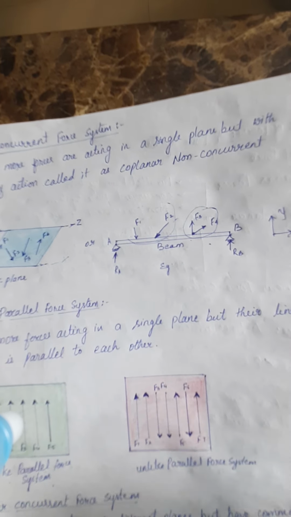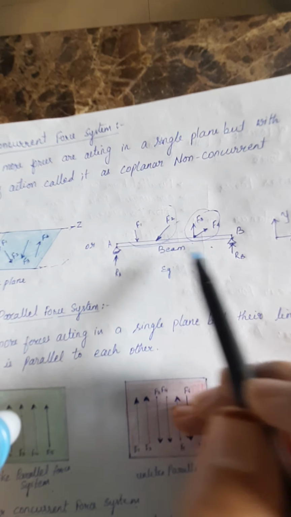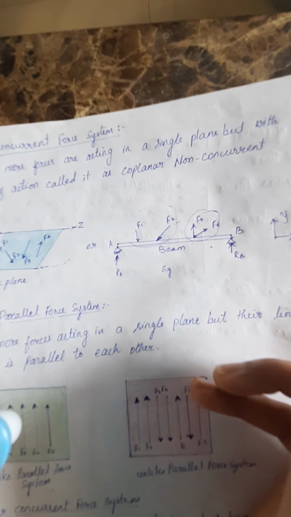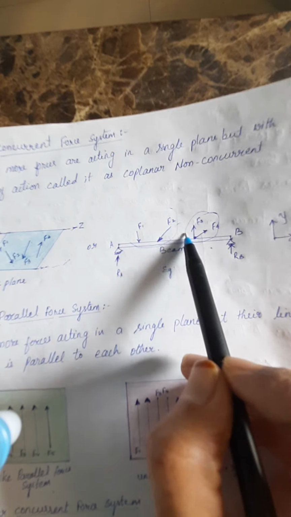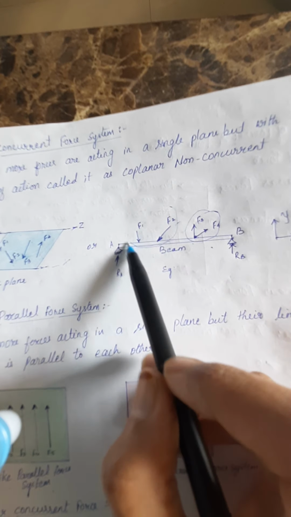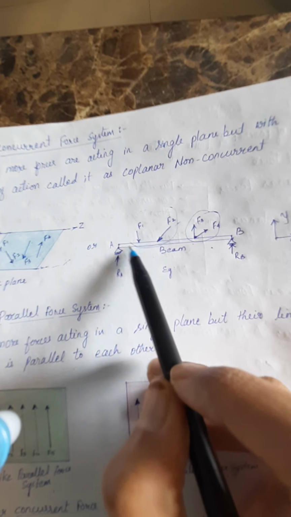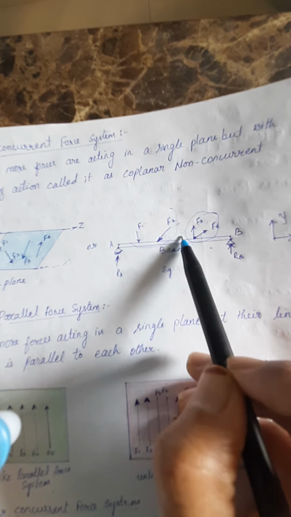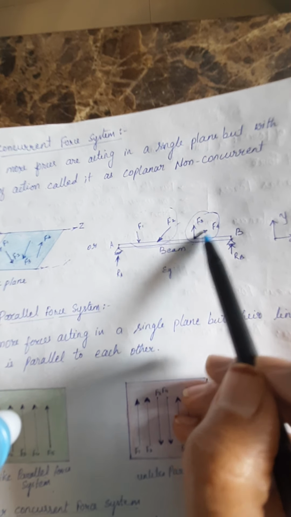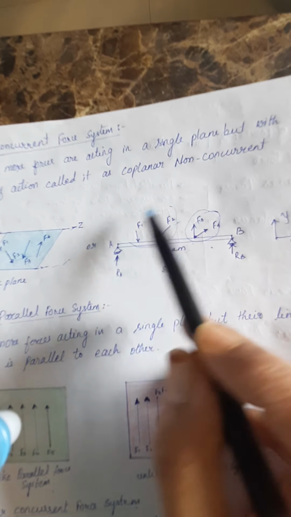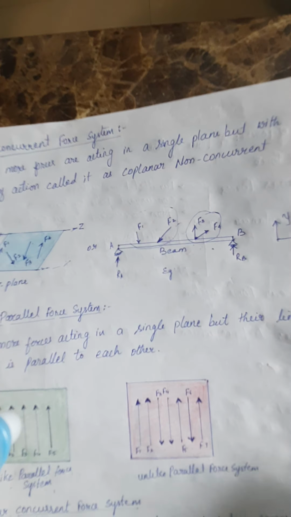Here is a problem we can consider. This is actually what your problems look like. In future classes you can see there is a beam over which forces F1, F2, F3 and F4 are acting. Here the two forces F1 and F2 are non-concurrent forces because they are not meeting at any point, whereas these two are a concurrent force system. They are emerging out from one single point. Together, this whole system we can consider as a coplanar non-concurrent force system.